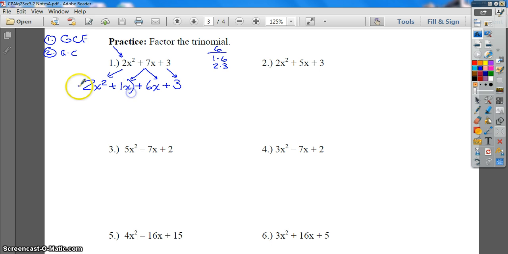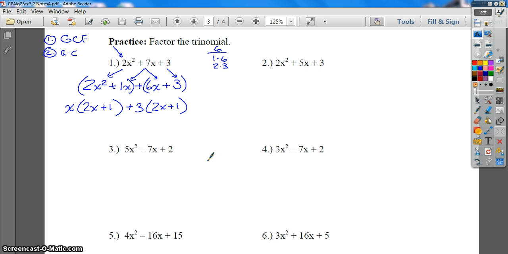Anytime you have 4 terms, you'll factor by grouping. So I'm going to pull out an x out of the first two, which leaves you with 2x plus 1. My GCF out of these two would be 3. So plus 3 times 2x plus 1.